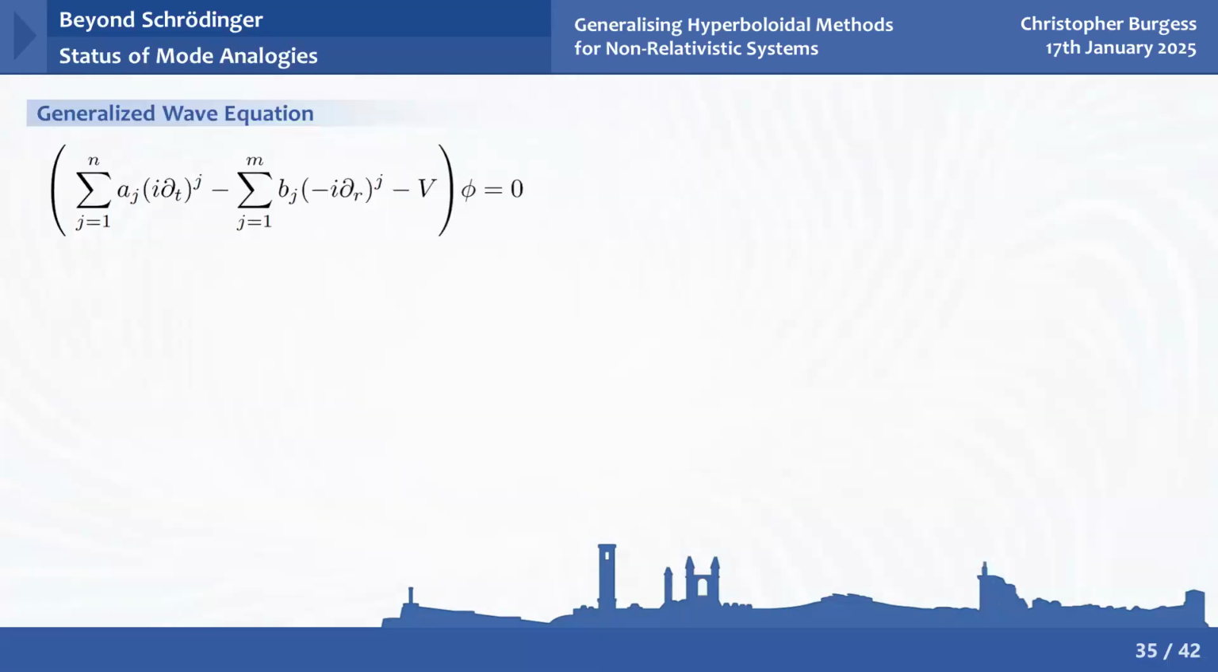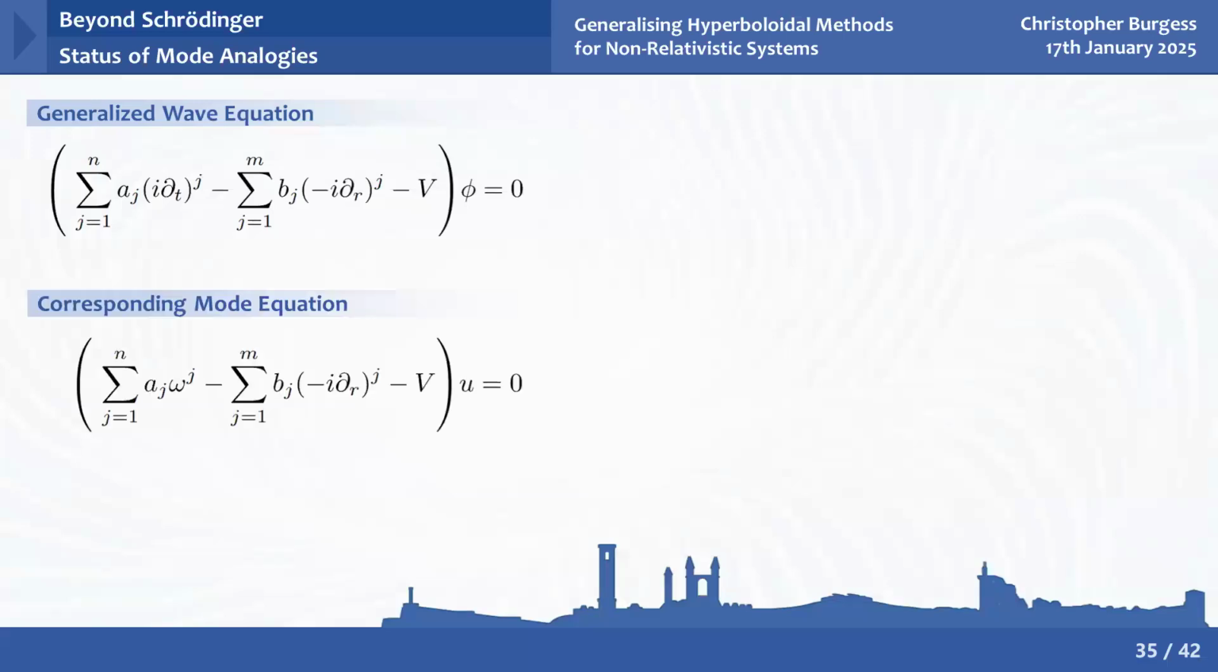So a little bit about the status of mode analogies then. So we had the analogy between the Schrödinger equation and the black hole wave equation, and that analogy was based on the idea that at the level of modes, we could simply take the omega and replace it with an omega squared, and it didn't really make much difference.